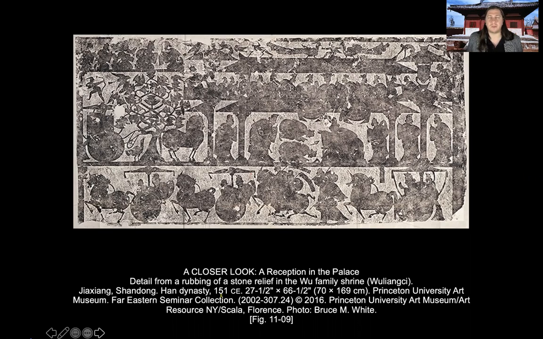And the horses are supposed to be like fancy imported Arabian horses that emphasize the wealth of the Wu family, which was important for the status of their deceased family members in the afterlife. And then in the middle register, we can see people approaching an emperor and bowing to him.